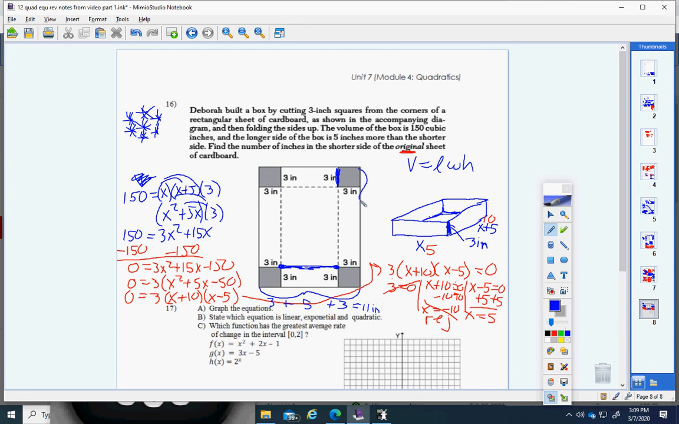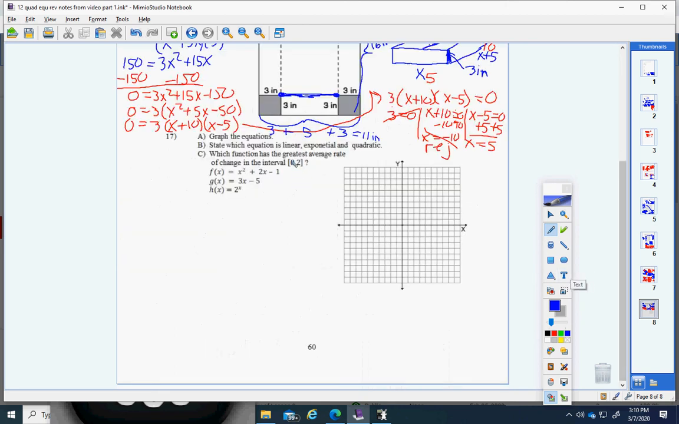If they were asking me for the other side, they're not, but if they were asking me for this side, it's a 3 plus a 10 plus a 3. 3 plus 10 plus 3 is 16 inches. The answer to this question, though, the shorter side of the original is 11 inches. I'm almost done.